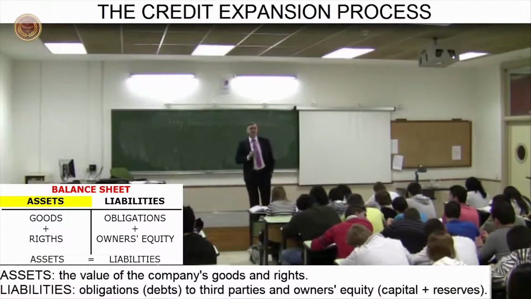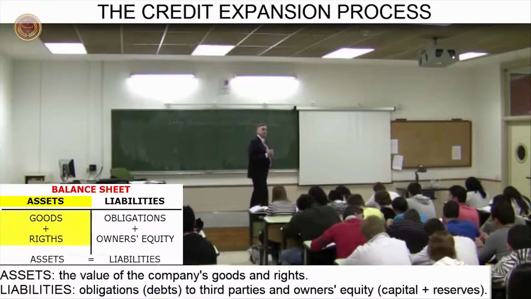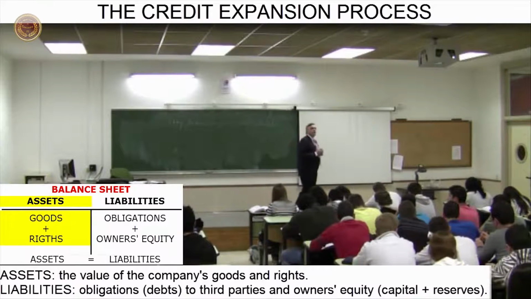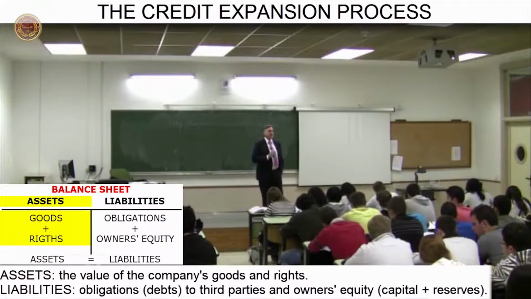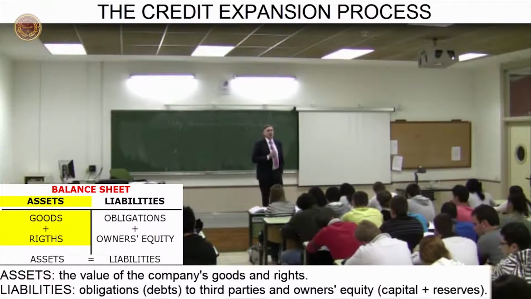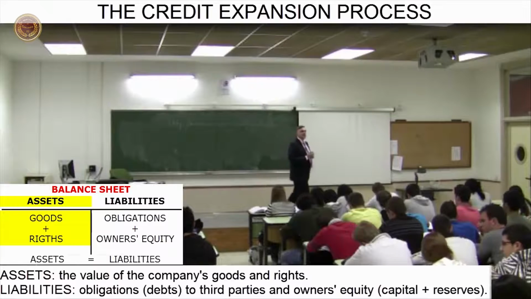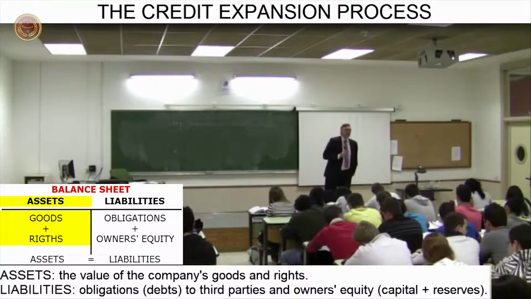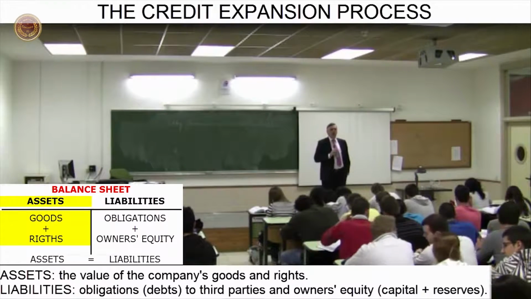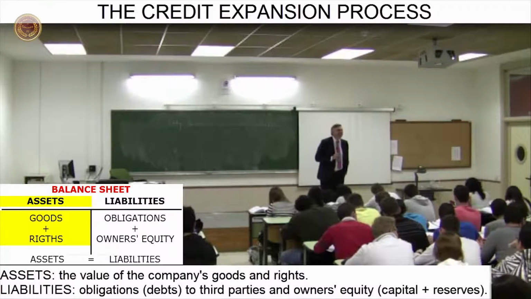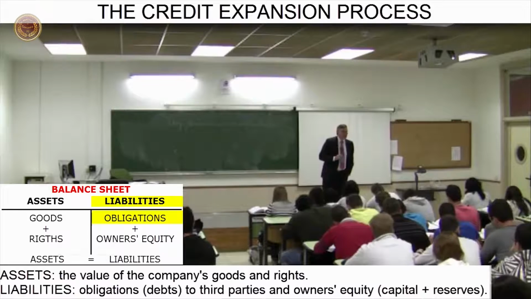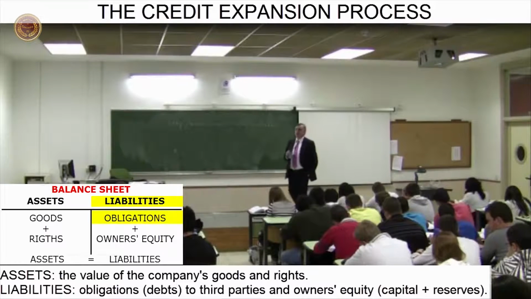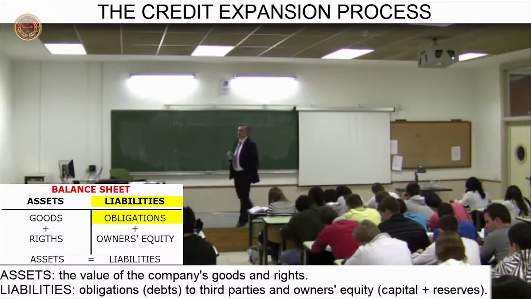On the asset side of a balance sheet, the left side, we record the value of the goods and rights owned by the company or person in question. On the left we record what the company or person possesses, valued according to the rules of accounting, what the company has. And on the liability side, we record what the company owes, the value of its obligations to third parties.